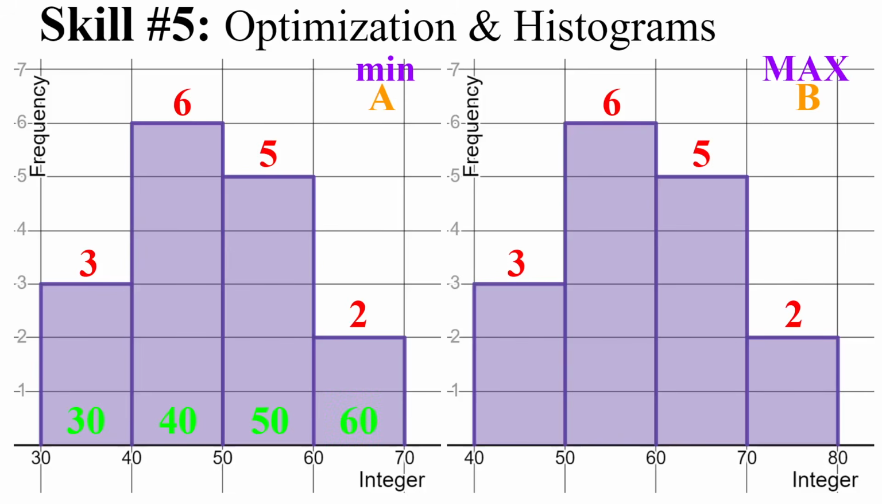Now to maximize B, remember, we have to include left, exclude the right. So it's not 50, because they're integers. It could be 49.999, but because it's integers, it's 49. And the next one is 59. And the next box is 69. And the next box is 79.